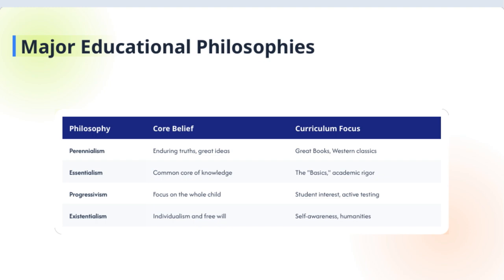Essentialism takes us back to the classics, advocating for the study of great books and Western classics to connect students with enduring truths and big ideas. Perennialism, meanwhile, focuses on a curriculum centered around enduring truths and great ideas, timeless concepts that stand the test of time.